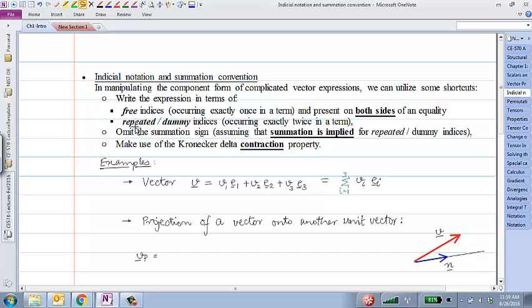The other type of index is a repeated or a dummy index. You remember we just talked about these i and j and these repeated indices. These are examples of a dummy or a repeated index. I didn't have to use variable i, I could have used j, k, l, m, whatever, right? That's why it's called a dummy index. It occurs exactly twice in a term, and it does not occur on both sides of an equation.